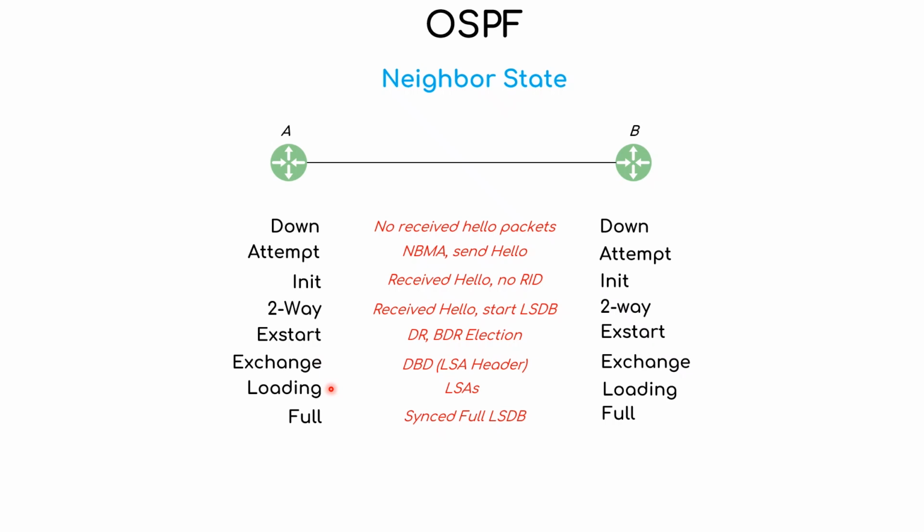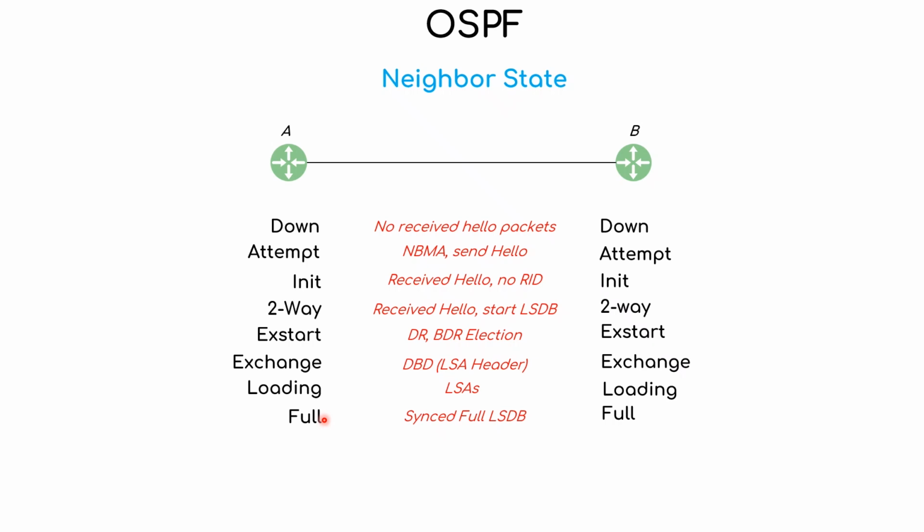Based on the content of the database descriptor, and after receiving the full link state advertisements, the router must send updates as acknowledgement to its neighbor. The last state is Full. The routers are fully adjacent with each other, and this state is a success.